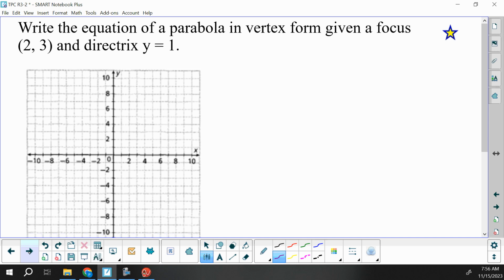So we want to write the equation of our parabola. We've got our focus and directrix. So let's draw on our directrix, y equals 1. So that's a horizontal line at 1. Our focus is 2, 3, so go 2 to the right and go 3 up. That's our focus. This is our directrix.